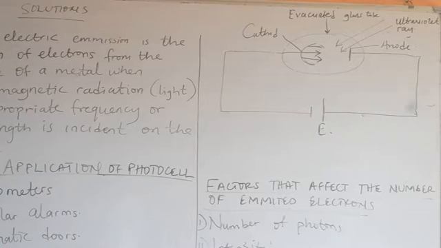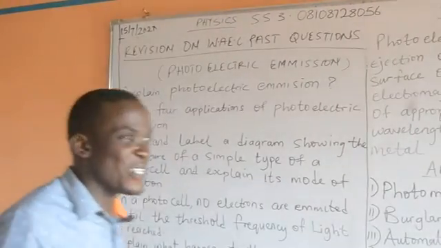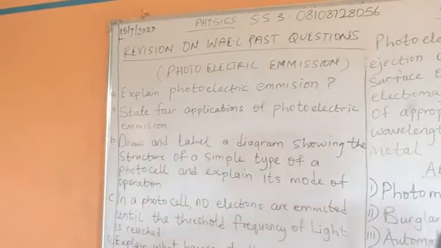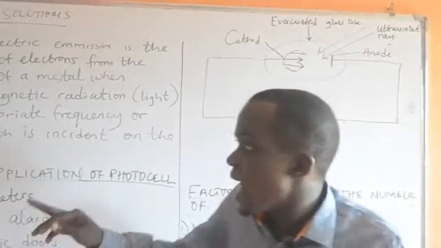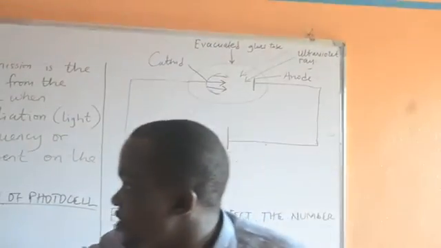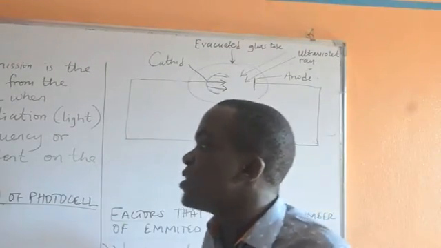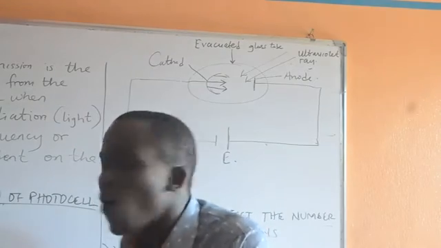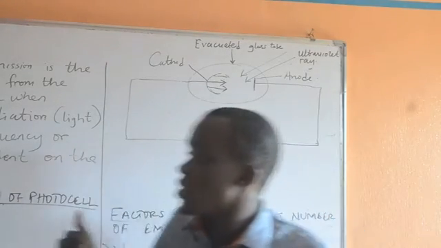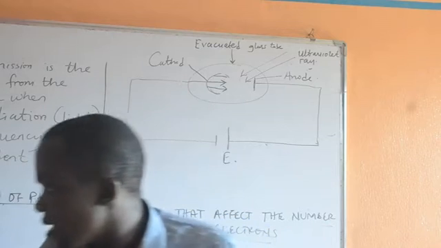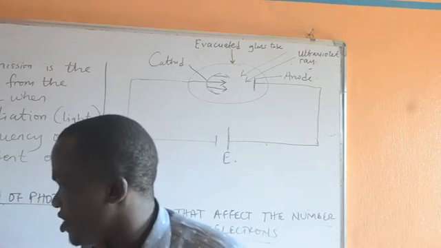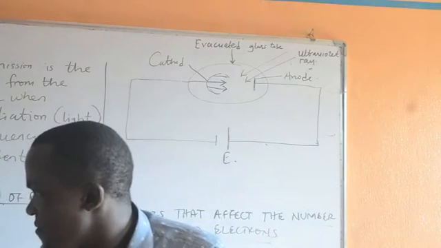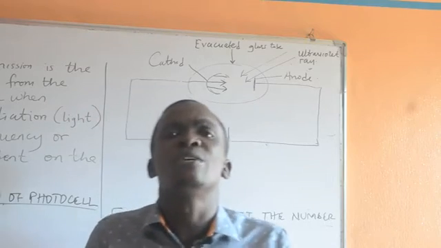Now it said in a photon cell, no electrons are emitted until the threshold frequency of light is reached. Now, from the explanation of what we have here, we are told that in a photon cell, no electrons are emitted until a threshold frequency of light is reached. Now, from the explanation of this, we are told, Roman figure 1, explain what happens to the energy of the light before emission of electrons begins.